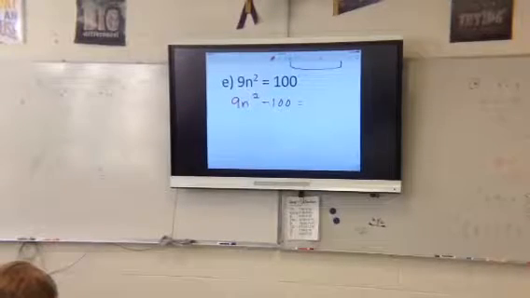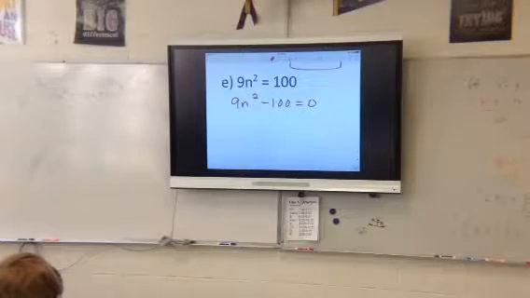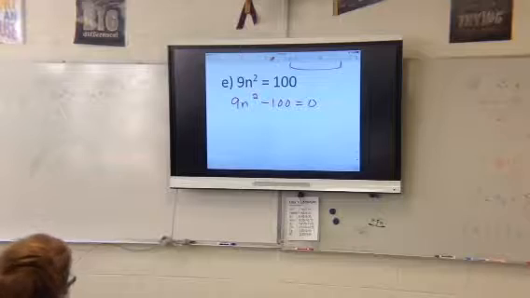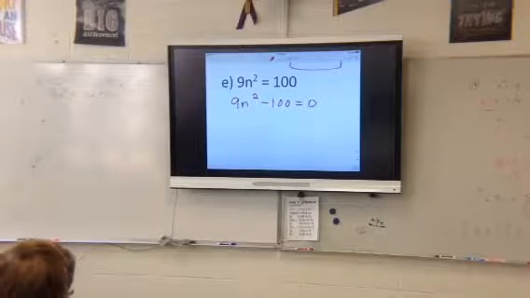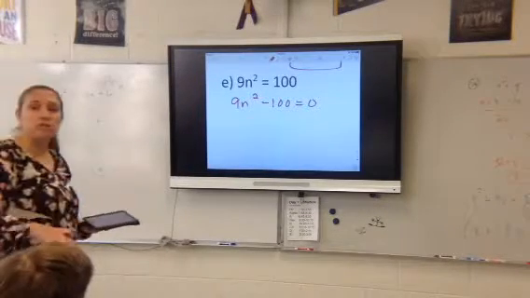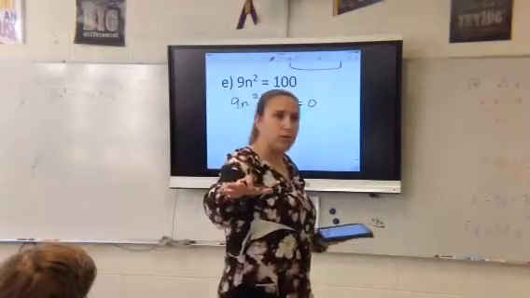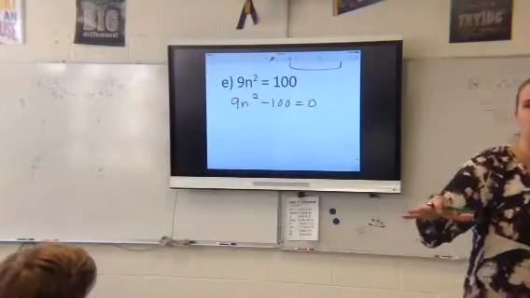Minus 100 equals 0. You have to set equal to 0 first. That's always our first step now in equations. Okay? Now, once I set equal to 0, I agree. Let's look for a GCF. Does 9 and 100 have a GCF?